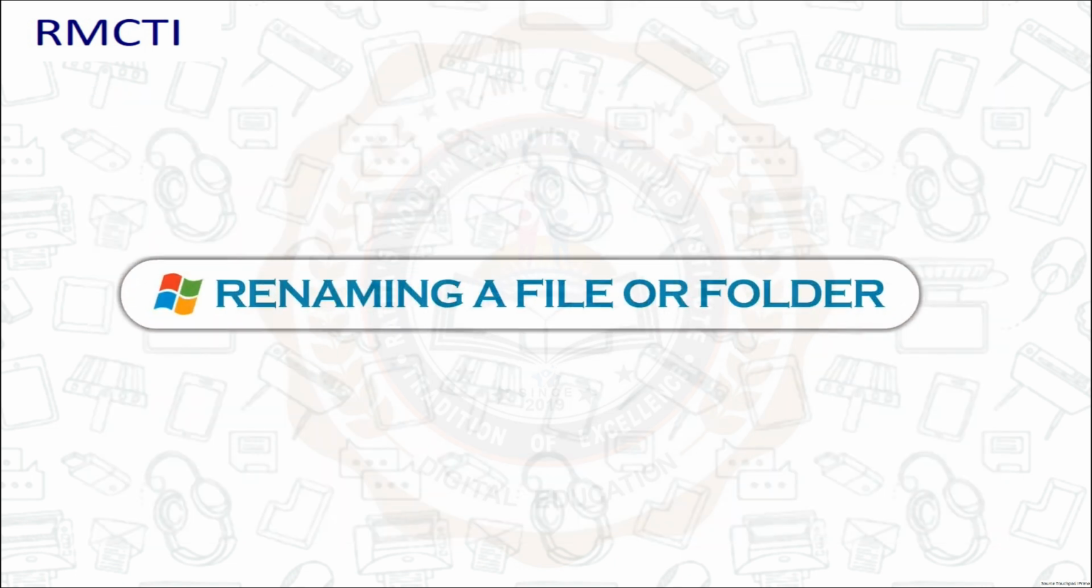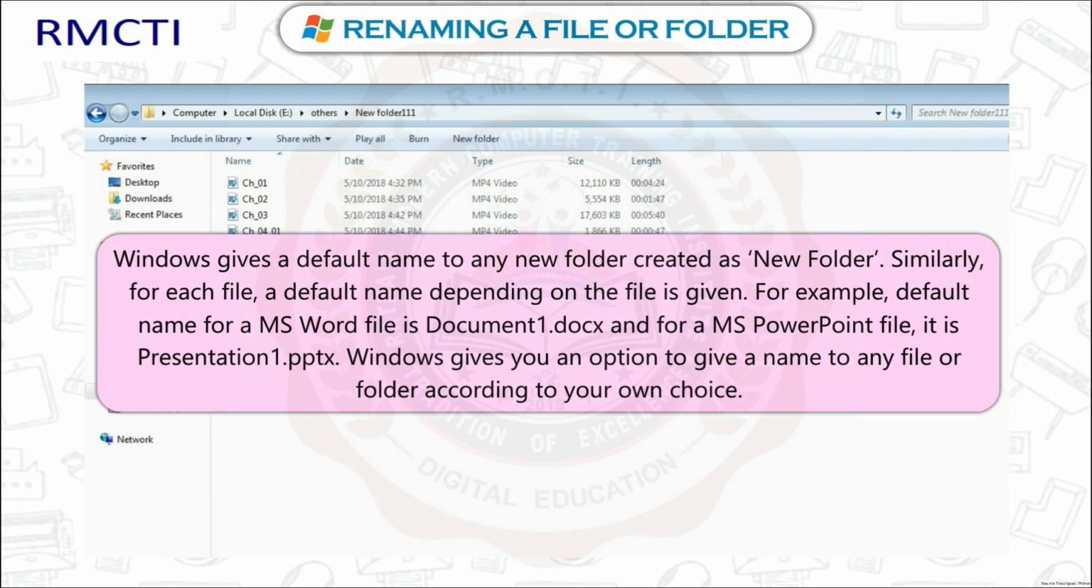Renaming a file or folder. Windows gives a default name to any new folder created as New Folder. Similarly, for each file, a default name depending on the file is given. For example, the default name for a MS Word file is document1.docx, and for a MS PowerPoint file, it is presentation1.pptx. Windows gives you an option to give a name to any file or folder according to your own choice.